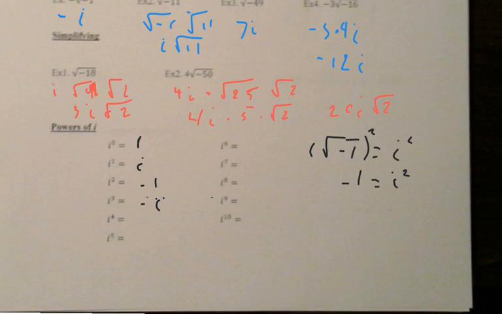i to the fourth is i squared times i squared, so negative 1 times negative 1, and that's positive 1. If you want to see that, it's i squared times i squared, and we know i squared is negative 1, so negative 1 times negative 1 is 1. i to the fifth is i to the fourth. Whoops. My goodness.